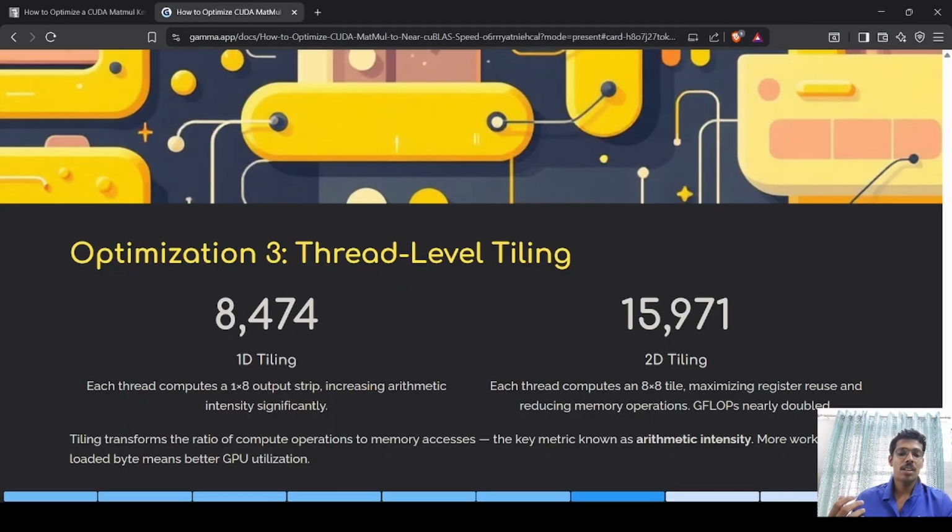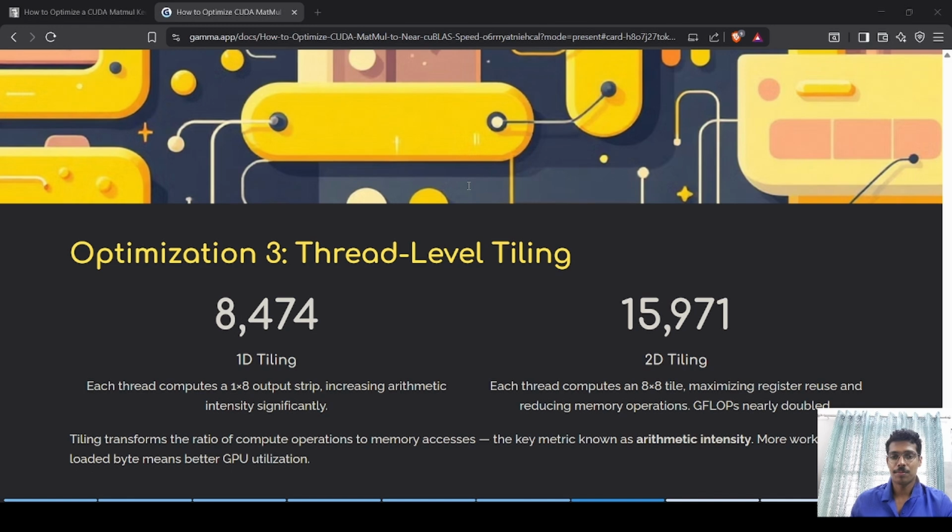Then there is thread-level tiling. Instead of a thread computing just one output element, we give each thread a tile, a small block of output. This increases something called arithmetic intensity, that means more math for every byte of memory loaded. With 1D tiling, performance jumped to 8474 gigaflops. Then we move to 2D tiling, both height and width, and the performance jumps to around 15,000 gigaflops.